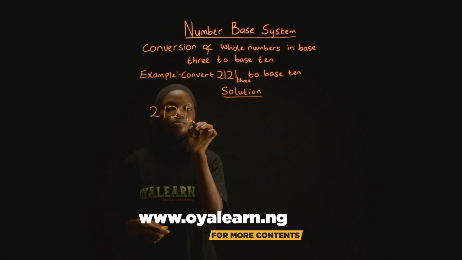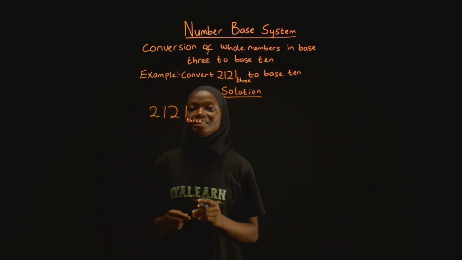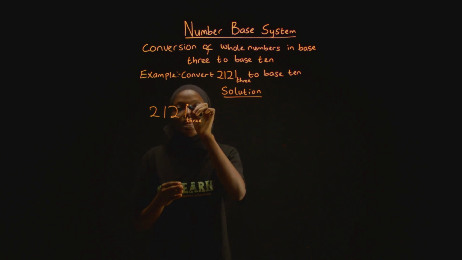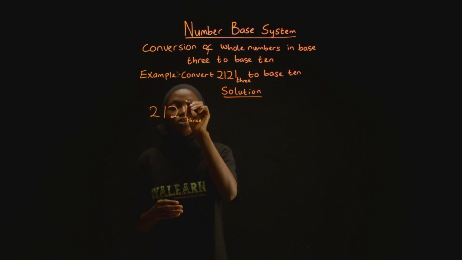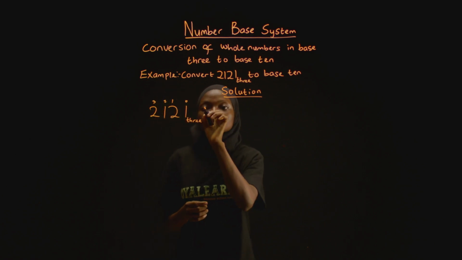2121 base 3. Now the first step we have to do here is to number the digits from the back, starting from 0. Now this is what we are saying. The last digit we have here is 1. So we number it 0 on top like this. 1, 2, 3.